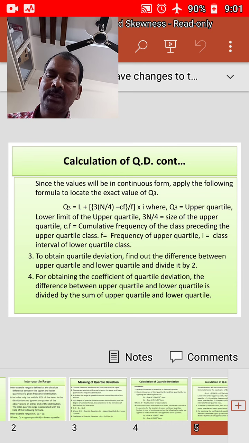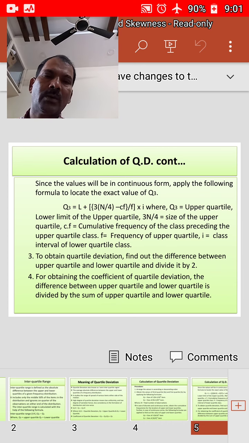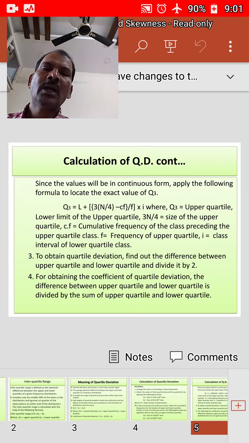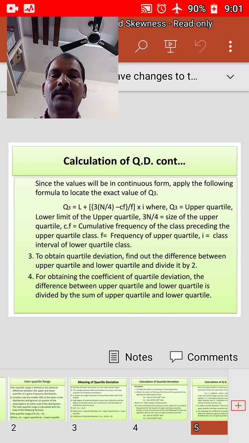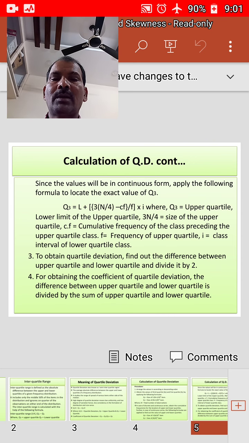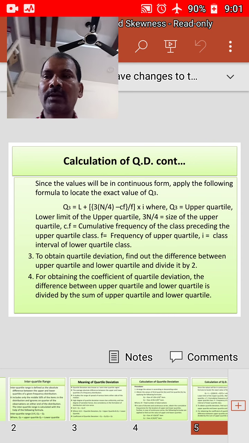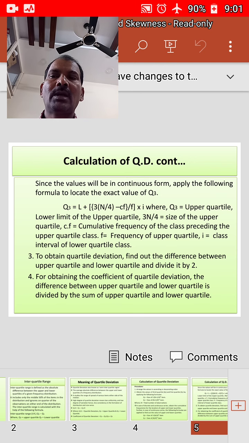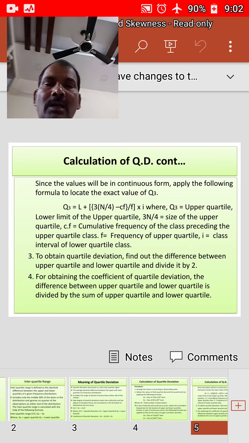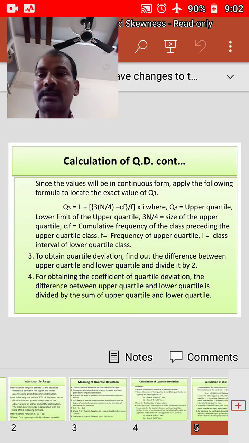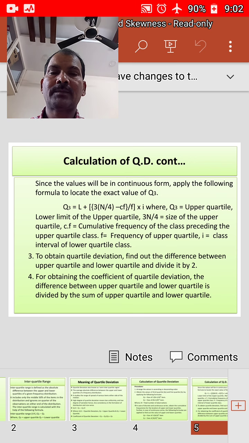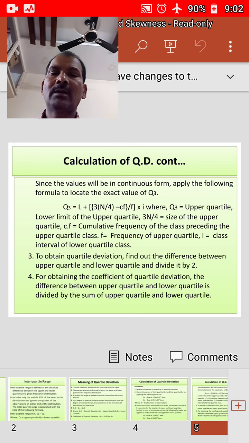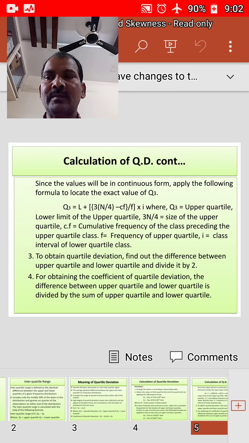Q3 is the upper quartile, that we know, and L is the lower limit of the upper quartile class. 3n by 4 is the size of the upper quartile, and CF is the cumulative frequency of the class preceding the upper quartile class. f is the frequency of the upper quartile class. i is the class interval of the quartile class.